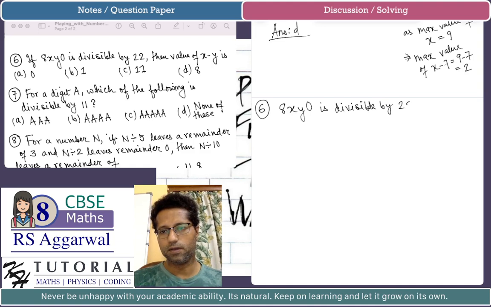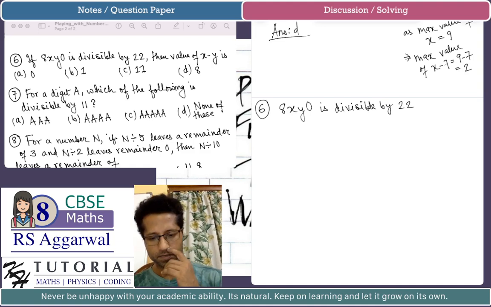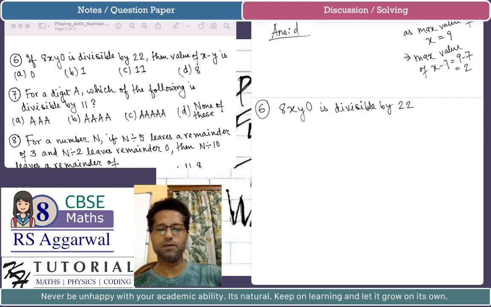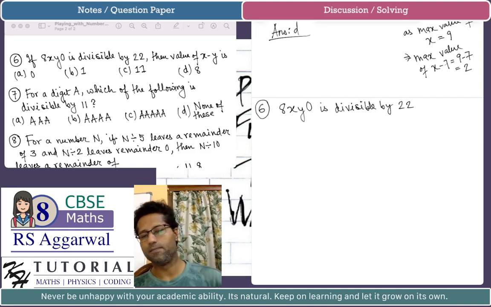So whenever you are given any number which is greater than 11, we have studied the tests of divisibility of numbers from 2 to 11: 2, 3, 4, 5, 6, 7, 8, 9, 10, 11. Beyond 11, we are not aware of any rules. But for any number beyond 11, you have to check whether that number can be factorized into two factors, where the factors lie between 2 and 11.